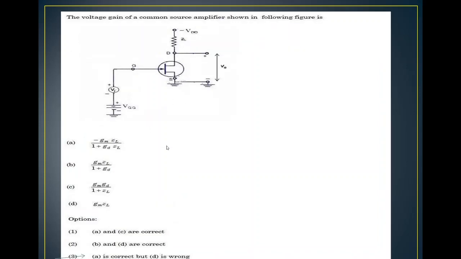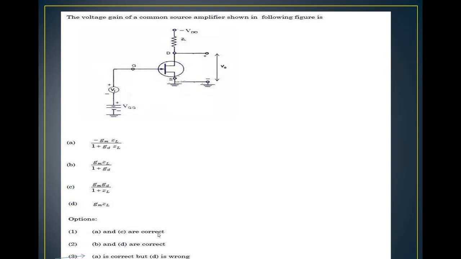You can see this diagram. Simply, the voltage gain of the common source amplifier shown in the figure. This is the FET and this is a gate. This is a source. Here you can get the output and apply the inputs. Source, drain. And these are your options: first, A and C are correct.